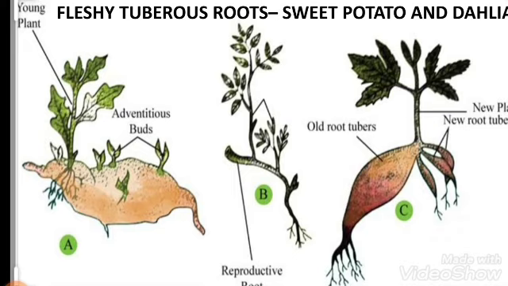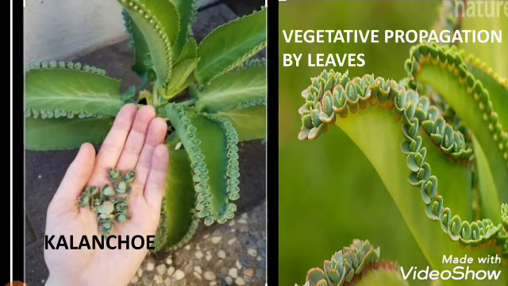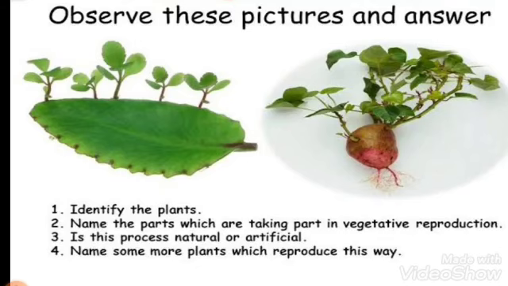Last and the most interesting is vegetative propagation by leaves like kalanchoe, where small buds arise from notches, from the edges, from the margins of the leaf. Okay, and when these leaves or buds fall on moist soil, they give rise to new plants, which we call plantlets. Okay.